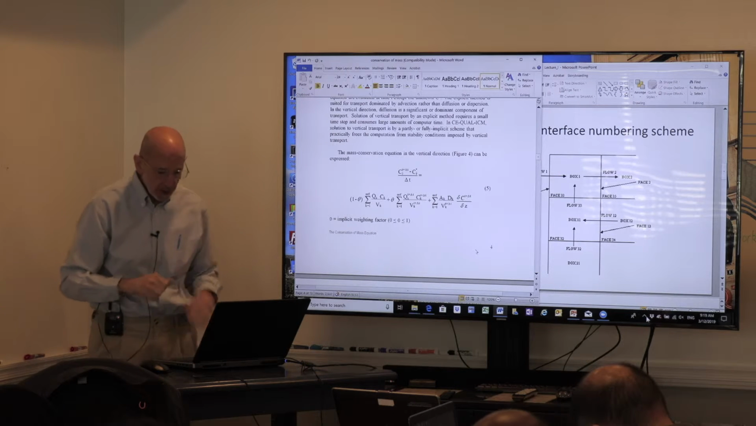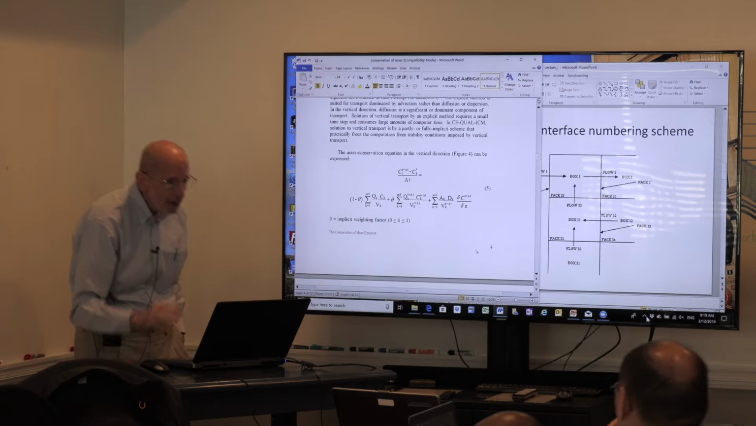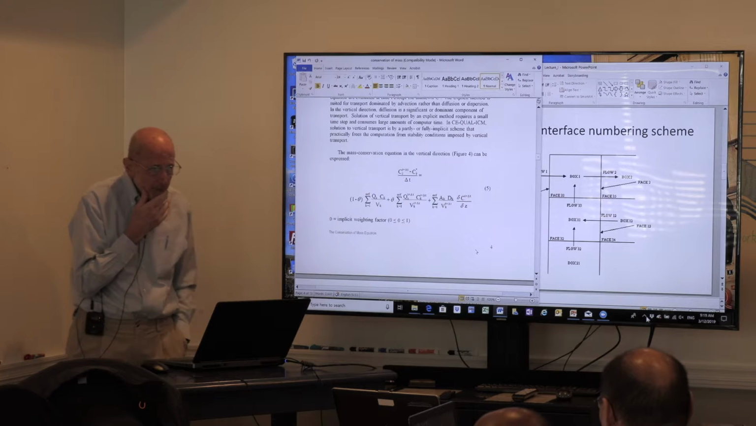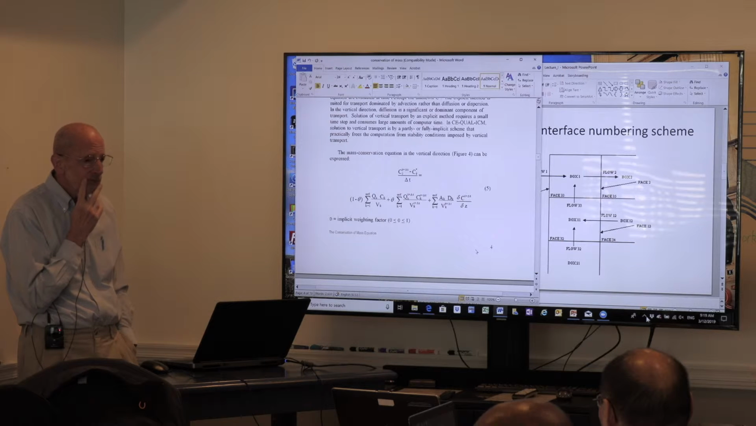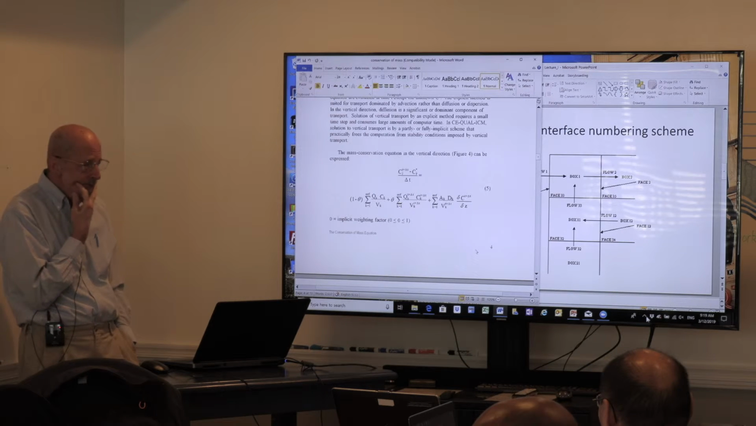Sorry to interrupt with a question. Go ahead. If you ran fully implicit, then it just makes this too much of, it reduces the gradient between surface and bottom too much? Yeah. Oh, okay. Yeah.